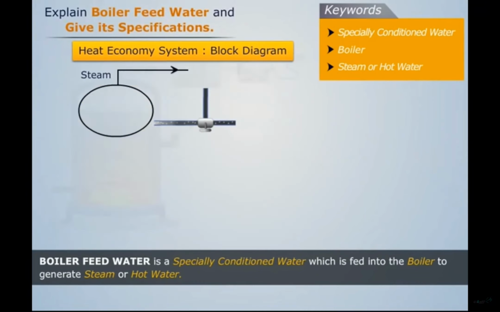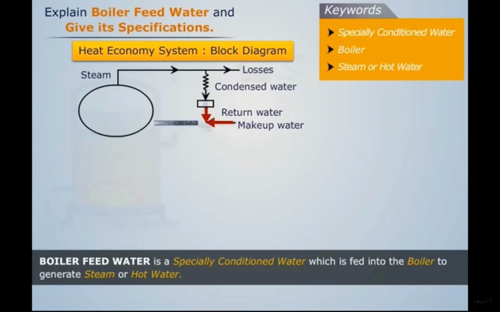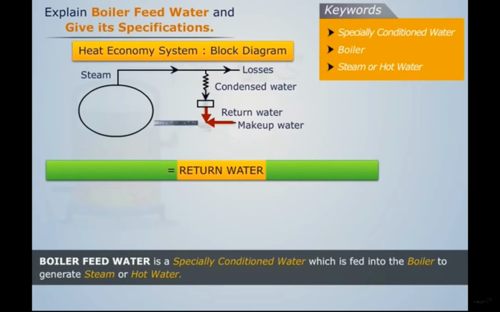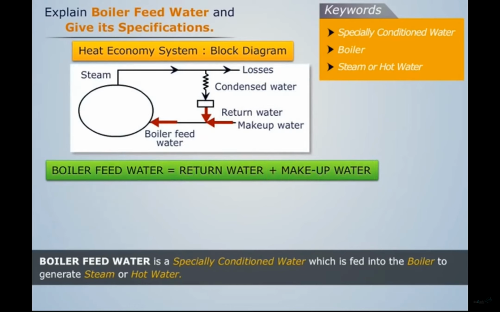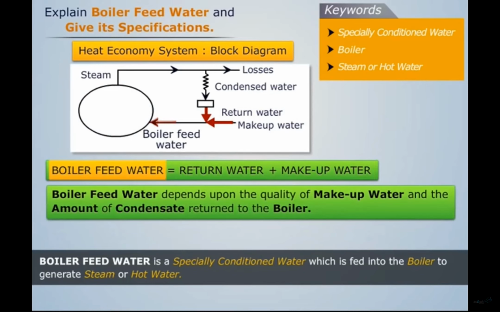Steam produced in the boiler is condensed after use and is returned as pure feed water called the return water. Then some fresh water or make-up water is added to this return water. It is this combination of return water and make-up water which is fed into the boiler as the boiler feed water to generate steam. Note that boiler feed water depends upon the quality of the make-up water and the amount of condensate returned to the boiler.